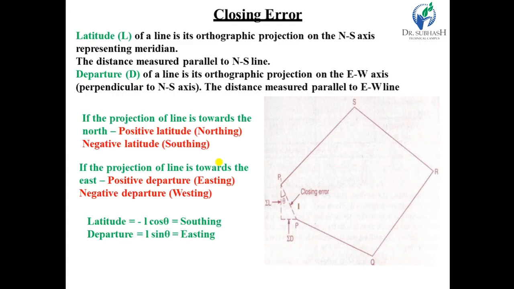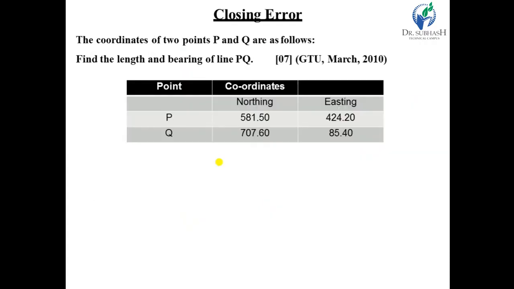The formula for finding latitude and departure: latitude is equal to L cos theta. For southing, we add the negative sign. Departure is equal to L sin theta, and for easting we use the positive sign. Now we are calculating the closing error by using the northing and easting coordinates.